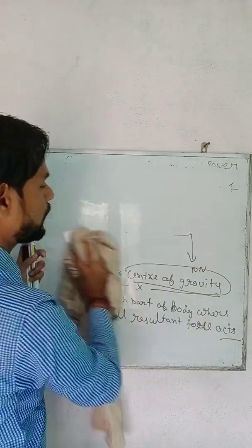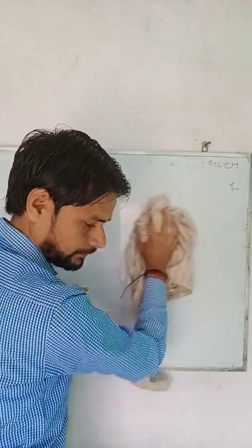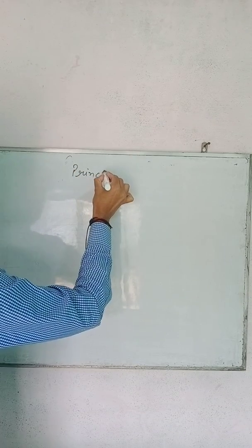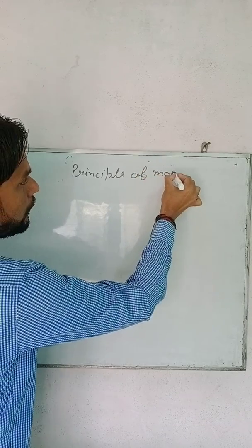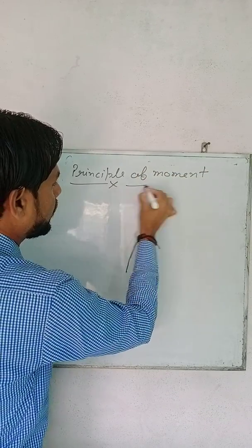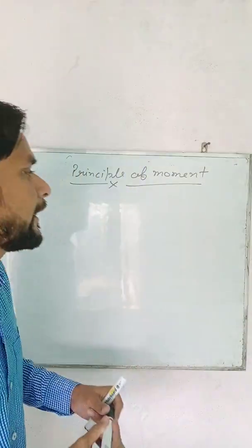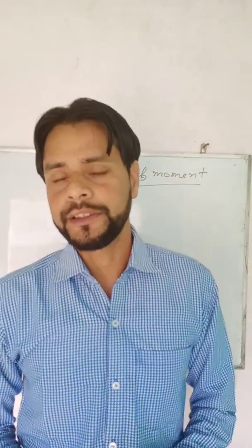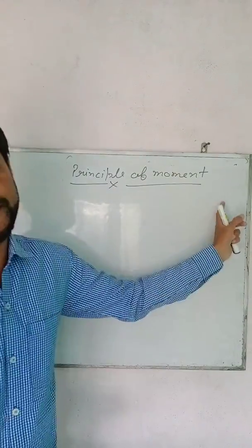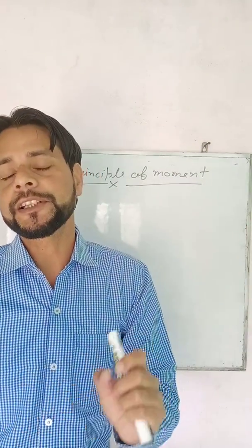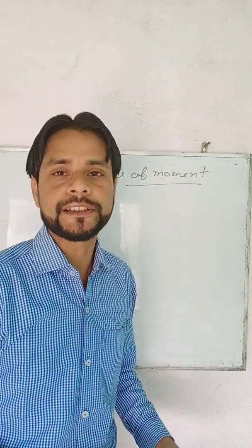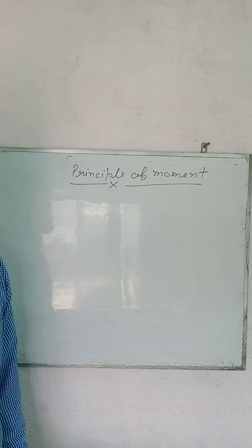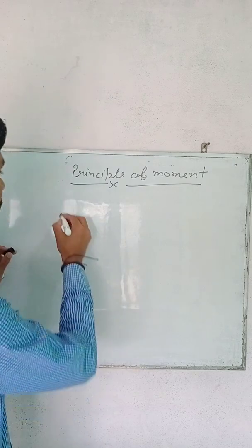Some numerical problems. The principle of moments: the moment of force acting on the body clockwise is equal to the anticlockwise moment. In other words, the resultant moment is equal to zero. This is the principle of moments in equilibrium.